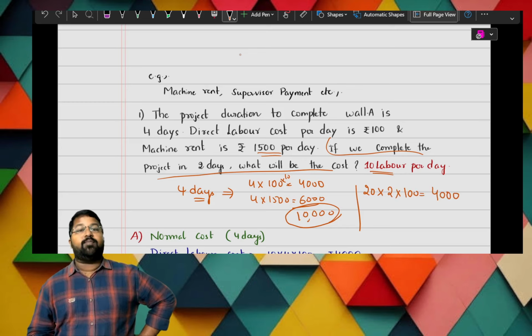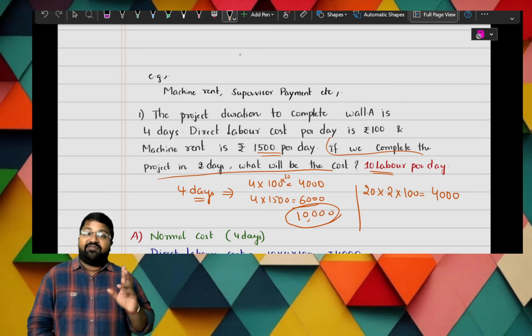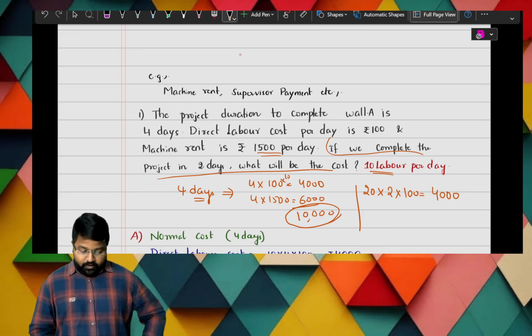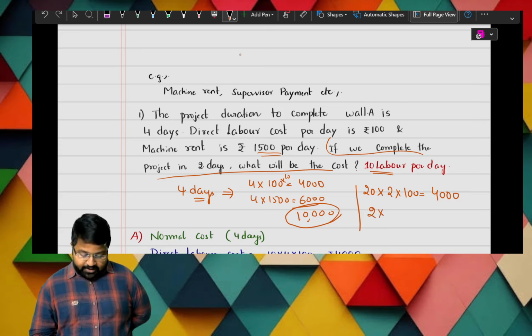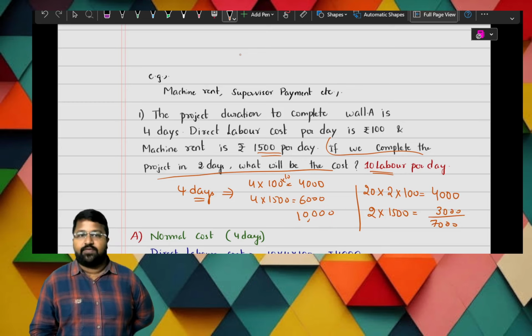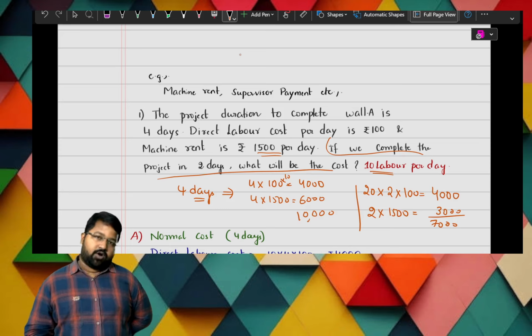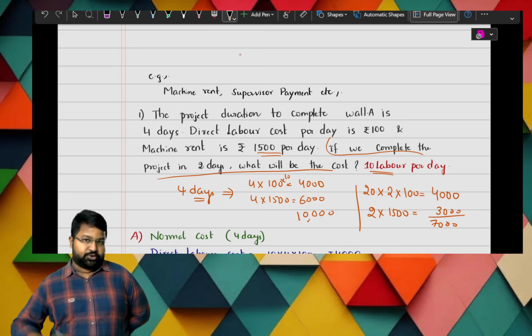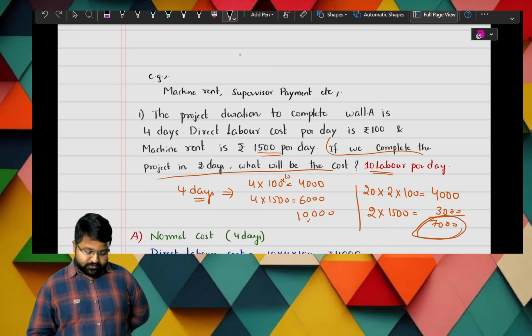And what about the machine cost? It is 1500 per day. So 2 days we are going and it is 1500 per day, so automatically it is 3000. The cost incurred is 7000. Earlier we were doing the project in 4 days and incurring a cost of 10,000, but when the project duration is reduced to 2 days, the cost is 7,000.